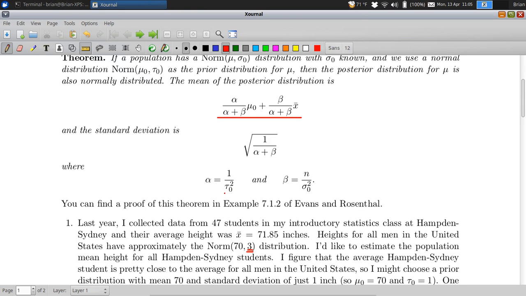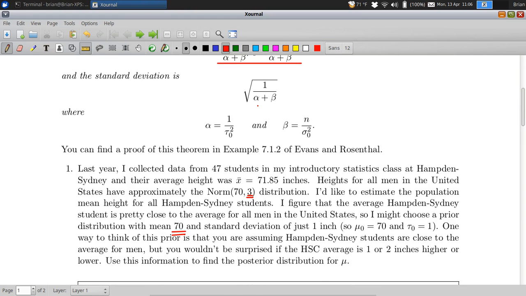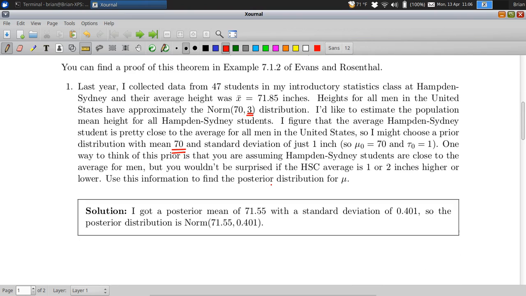My tau 0 is 1. My sigma 0 is 3. My sample size is 47. Punch in those numbers and then calculate these two formulas here. I'll get the alphas and betas and then the mu 0. Well, I started with a guess that the mu was 70, so that's my mu 0. And then I have a sample mean that's much bigger. It's 71.85 from the data. That's down here, 71.85. So I punched all those numbers in, and what I got is this posterior mean was 71.55 with a standard deviation of 0.401.